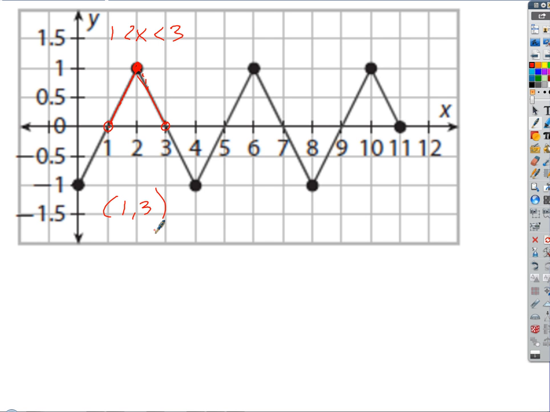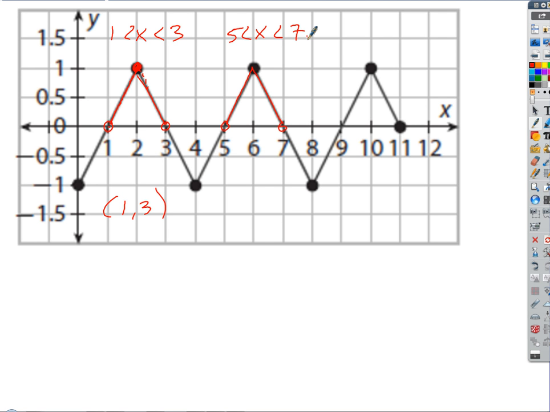Where's another place on this function where the function's positive? Okay, between 5 and 7, right? So I could also say that part right there, right? So I could say, let's use inequality. I could say where x is greater than 5 and less than 7. And I could keep going. There's another one over here, isn't there? Let's just take those two for now.